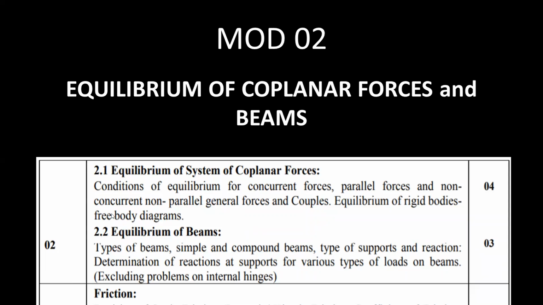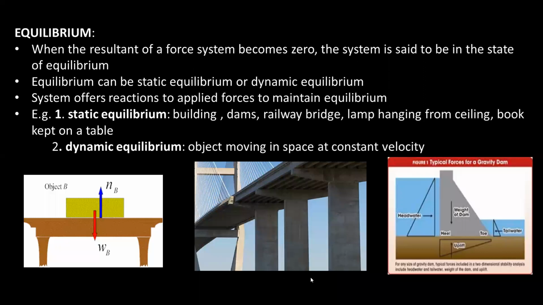Okay. And after that, in 2.2, we have the types of beams, then simple and compound beams, types of supports and reactions, then determination of reactions at the supports for various types of loads on the beams. Okay. So we will see all the points one by one. Okay. So first we will see what the meaning of equilibrium is.